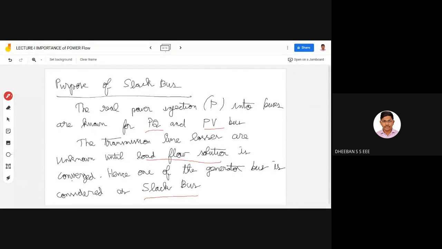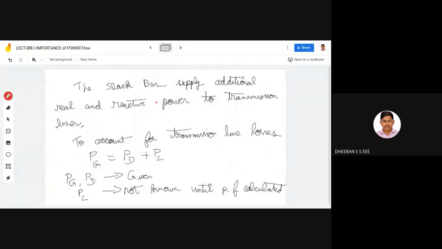I hope you're clear with the bus concept. The three buses are very important. The slack bus supplies additional real and reactive power. Additional real and reactive power is supplied by your slack bus.